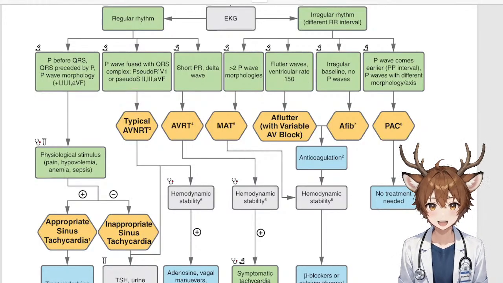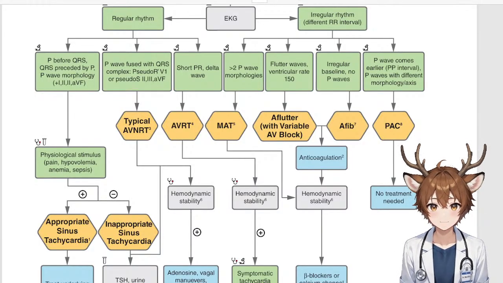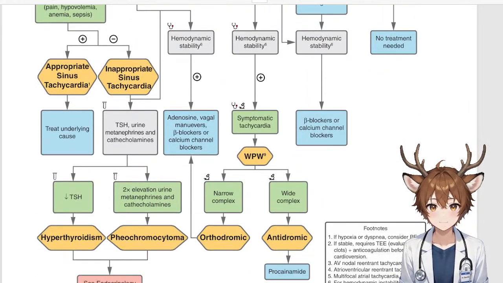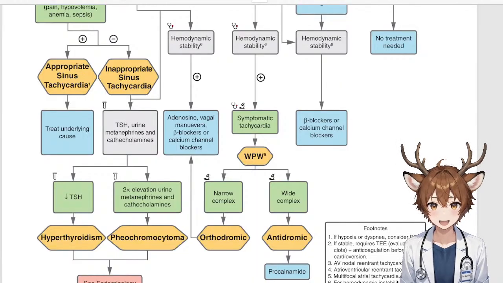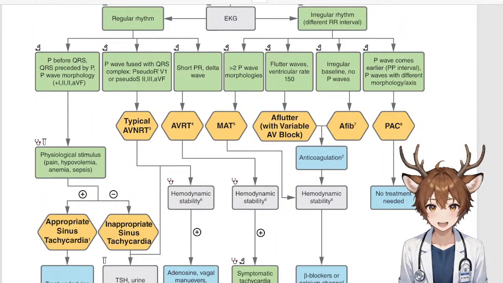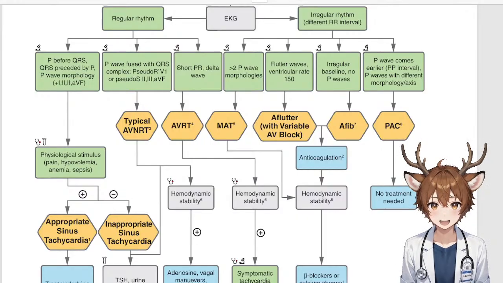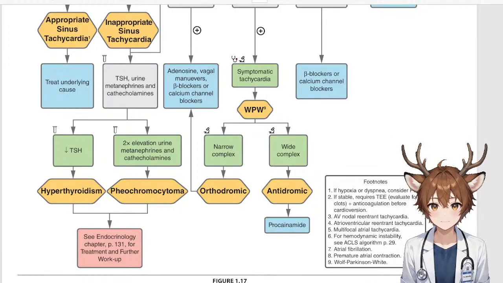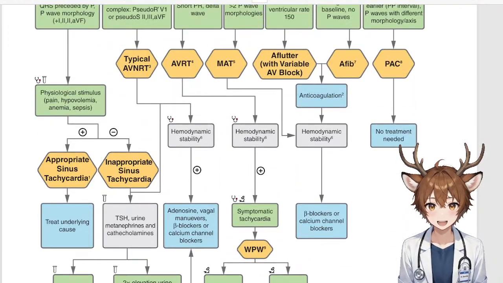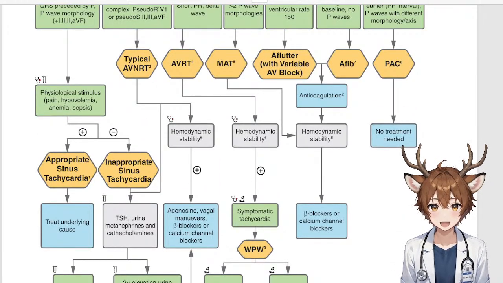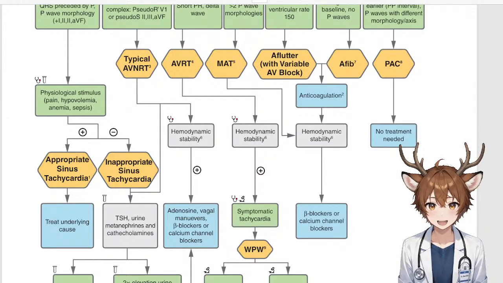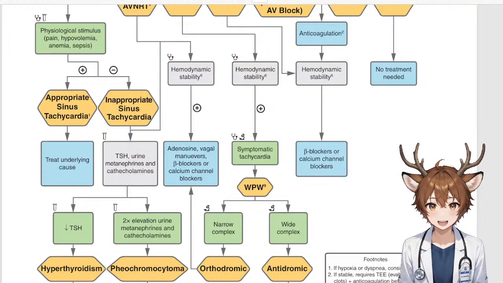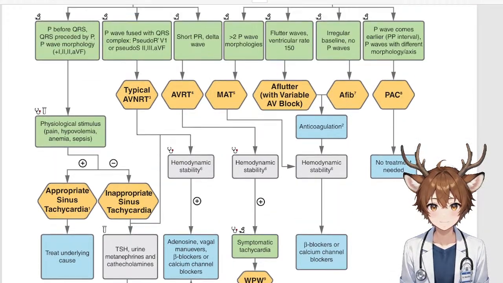In the other case, let's say you have a short PR and delta waves present. You will have an AVRT, which is an atrioventricular reentrant tachycardia. So in that case, we'll go into the typical AVNRT again. AVNRT is the AV nodal reentrant tachycardia. Again, it goes back into the whole thing we were talking about before with the inappropriate sinus tachycardia: TSH, urine metanephrines, and catecholamines.